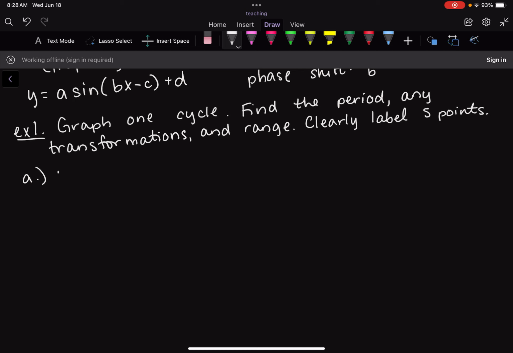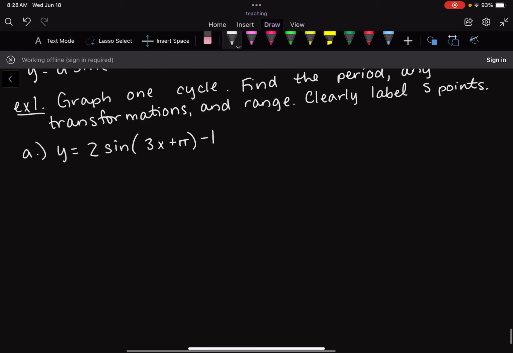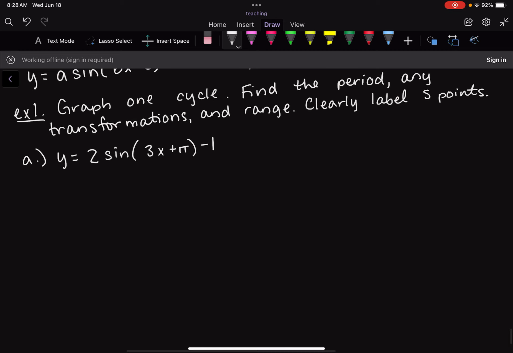So let me start off with maybe a sine one. So we'll do 2 sine 3x plus pi and minus 1. So this one's got everything. It's got an a value, it's got a b value, it's got a c value, it's got a d value. The nice thing is I'm not going to actually do anything different from how I showed how to find the values of x and y in 2.1. I'm doing the same stuff.